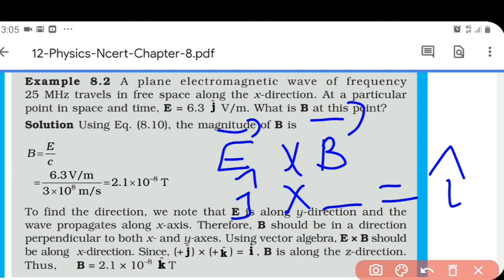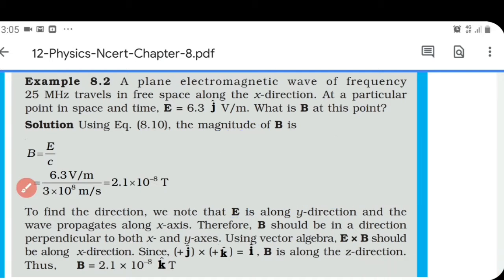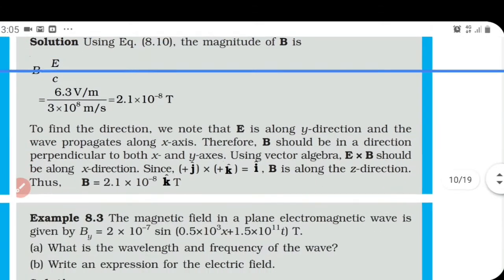So j cross dash equals i cap. So the only possibility is k cap. j cross k is i. So it means that the direction of the magnetic field is in the positive z direction. So B can be written as 2.1 into 10 raised to minus 8 k Tesla.